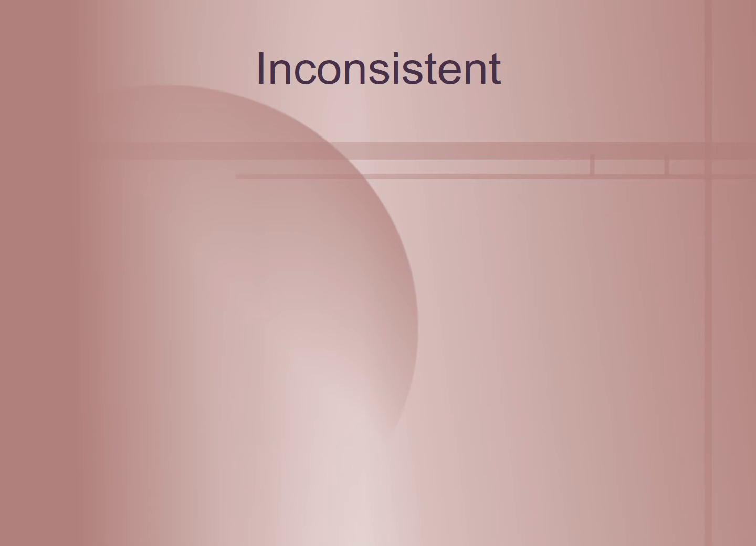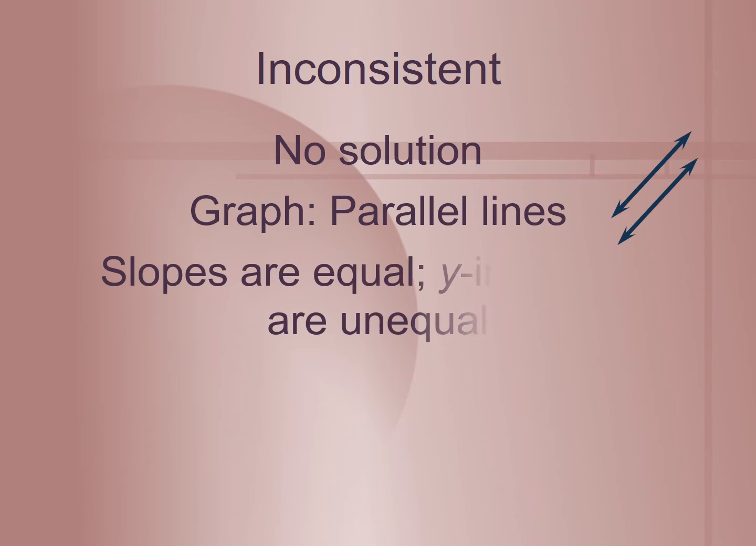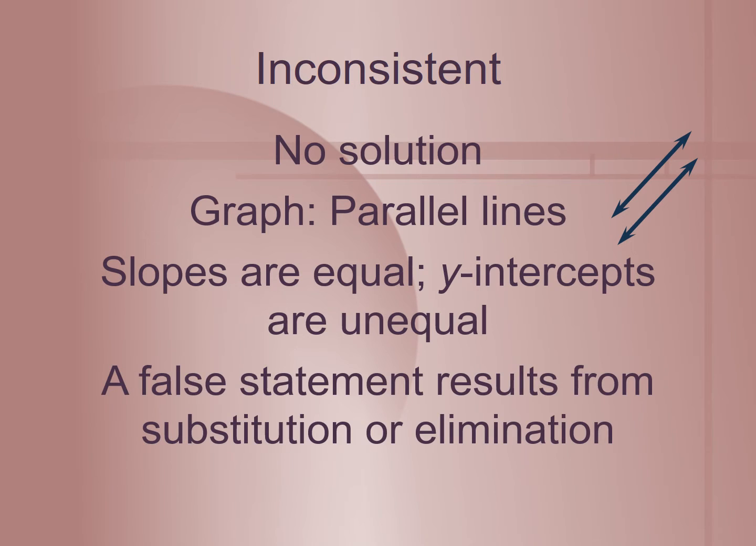Now you have inconsistent. Inconsistent, there's no solution. The graph looks like parallel lines, and the slopes are equal, but the y-intercepts are not equal. And then a false statement results whenever you try to use substitution or elimination. Your variables will disappear or be eliminated, and it will leave you with a false statement and an untrue equation.